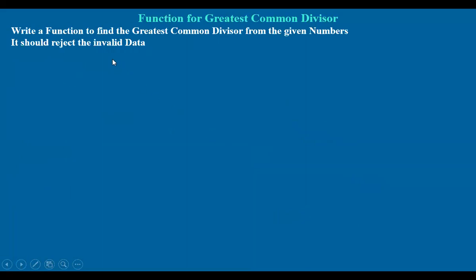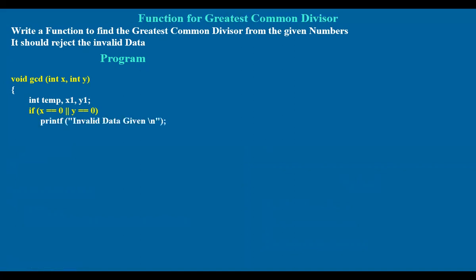Now, suppose we want to find the same GCD, but it should reject invalid data. That is, if you are giving invalid data, it should reject it. How? Let us see. Here the function is written first, and the main program can be written later. In the function you are giving x and y, two variables. If either x or y, where this is the OR symbol, any one of these two variables is 0, then it should say that it is invalid data.